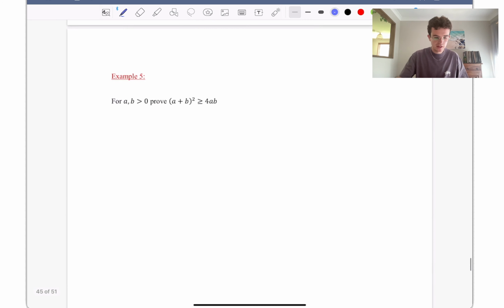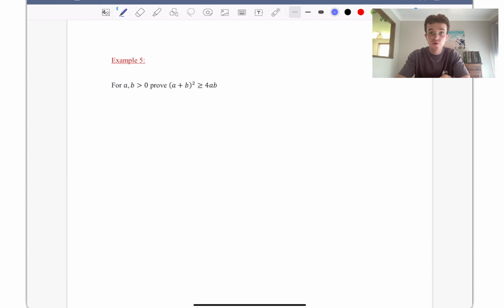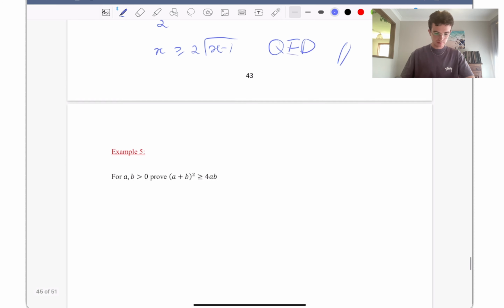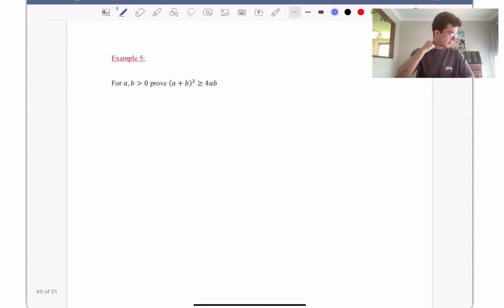Okay, example number 5, we've got for a and b being greater than 0, prove that a plus b squared is greater than or equal to 4ab. This question, I'm thinking, we might have a look at the left-hand side minus the right-hand side. We want to prove, we might go, left-hand side minus right-hand side is greater than 0. You probably could do it the other two ways, but I'm thinking that's going to be the easiest here.